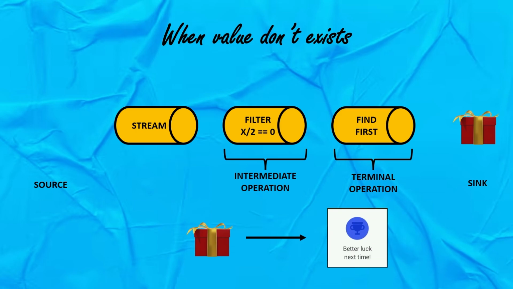Like the message you generally get on your Google Pay page, better luck next time, on scratching those reward coupons. But here again, we are not going to get something like better luck next time. Instead, we will get something like empty, which you saw earlier in our console: Optional.empty.